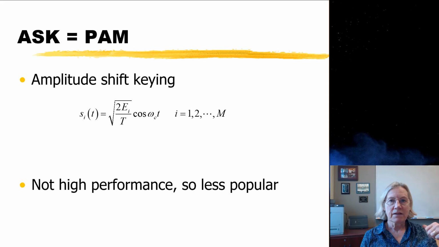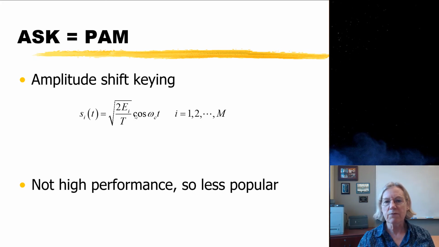Okay, so we've seen phase shift keying, frequency shift keying, and now we're going to see amplitude shift keying. We often also hear that called PAM, pulse amplitude modulation. We saw baseband pulse amplitude modulation in chapter 3, and we could imagine taking the same idea of different amplitudes, but adding a carrier to this.